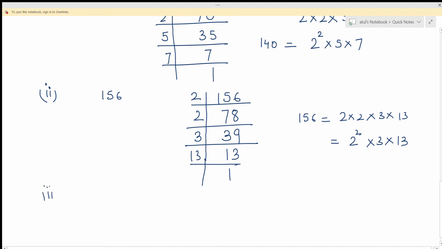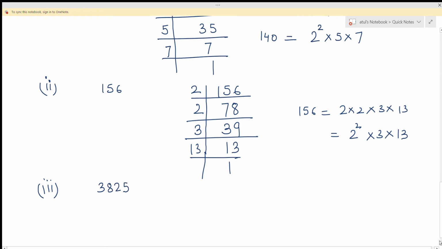Move to the third part. Third part says 3,825. So let's find the prime factorization of this number.